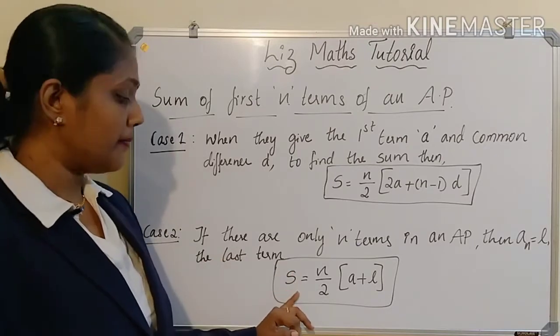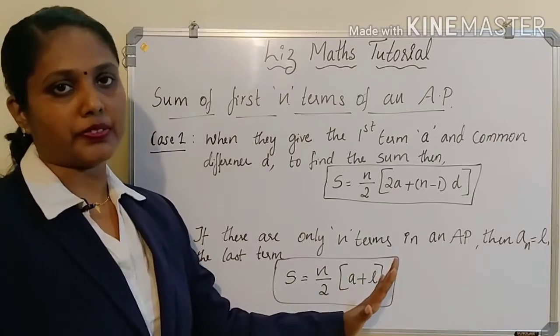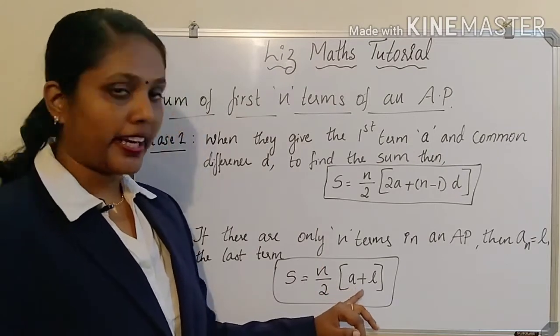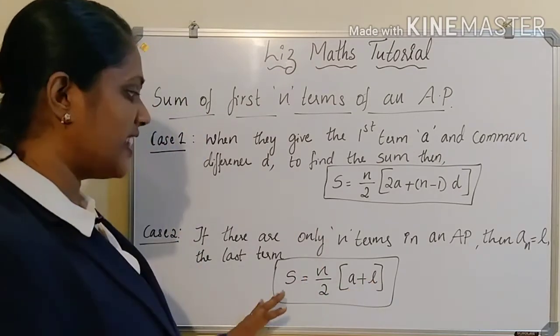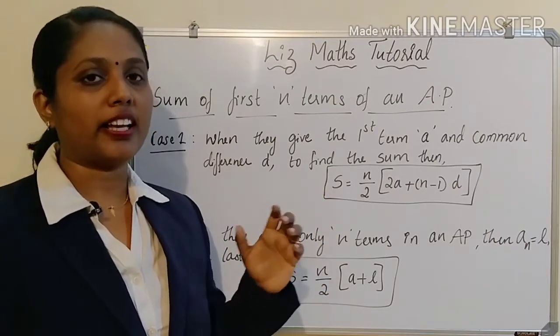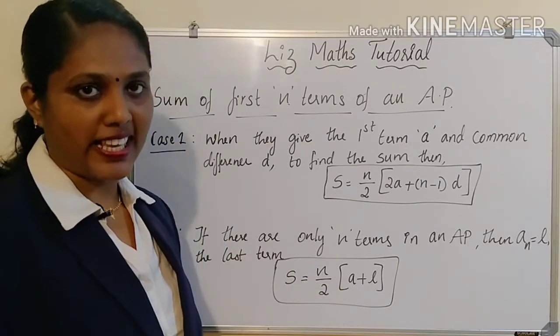The sum S is equal to n by 2 into (a plus L). S is equal to n by 2 into, in bracket, a plus L. This formula we have to use. We'll see when these cases arise which formula we have to use, by examples. Now move on to the first example.